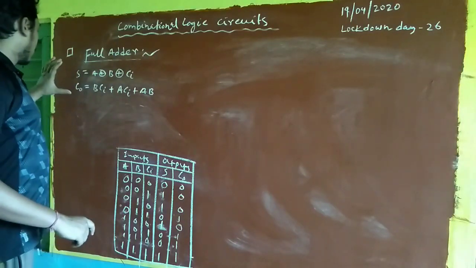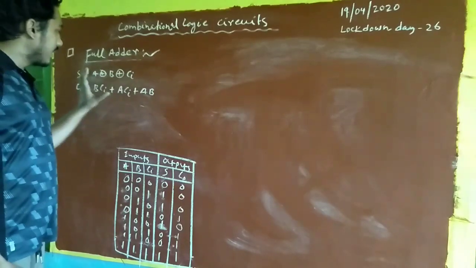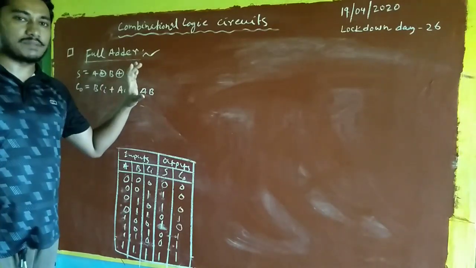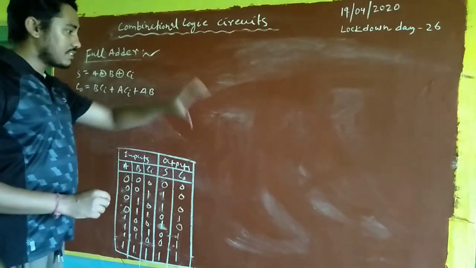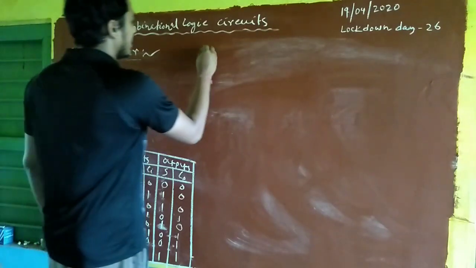Now I have written the expression for the sum output and carry output here. Now we can get this simplified expression using the K-map simplification method also. Now we will discuss how we will get this expression using K-map simplification.